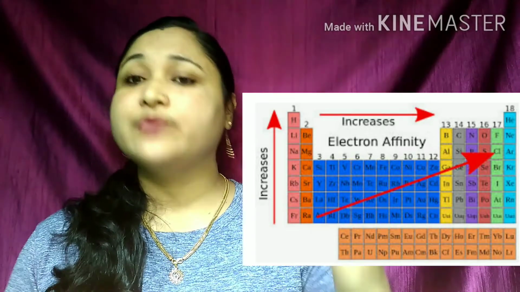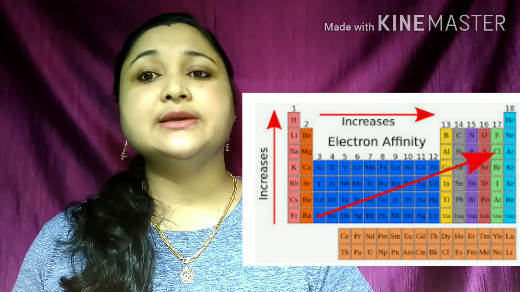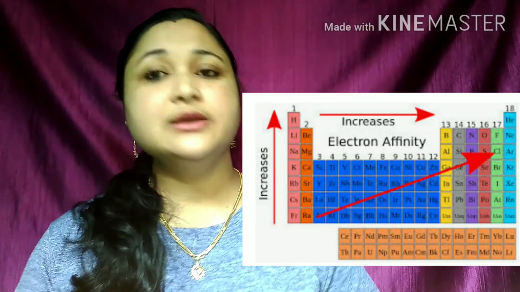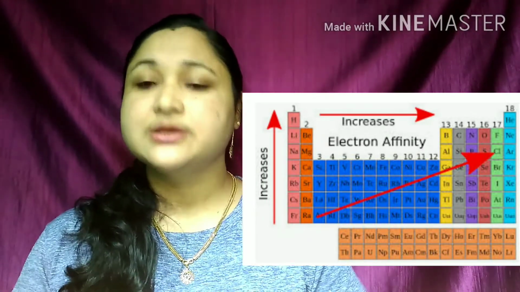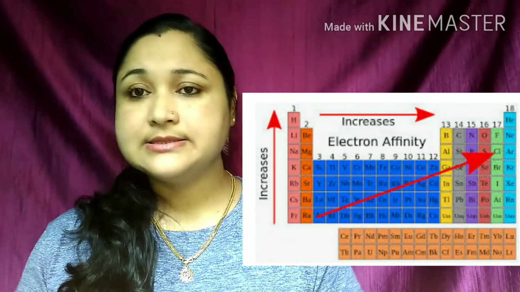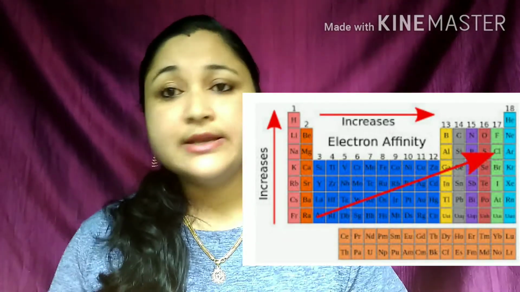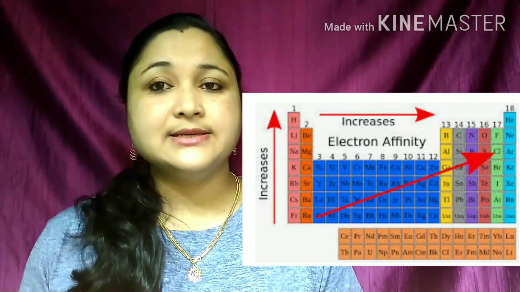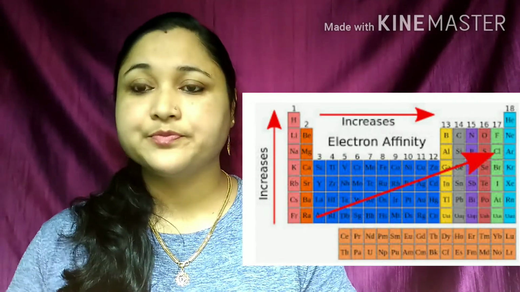And what happens as we go down a group? The electrons are less tightly bound to the nucleus. So less energy is released when an electron is added to the atom.